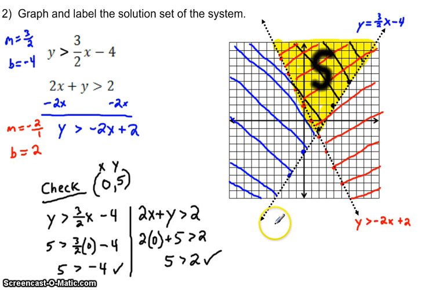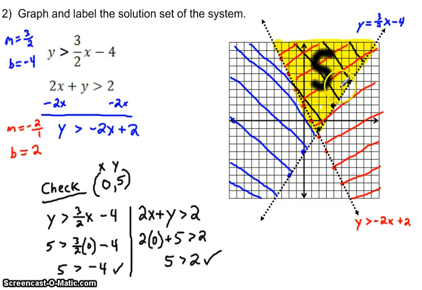Alright, let's see how you did. You should have two dashed lines. Both are greater than, so you're shading above both. Alright, and the solution set is going to be this triangular area. And so I marked that with the S.